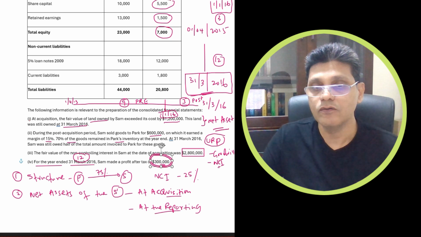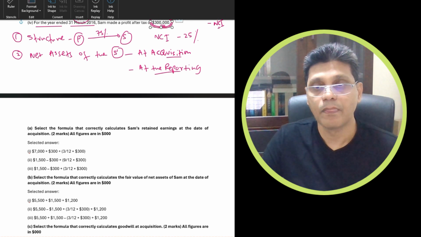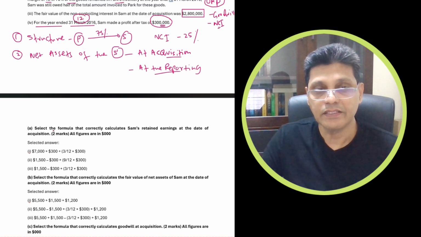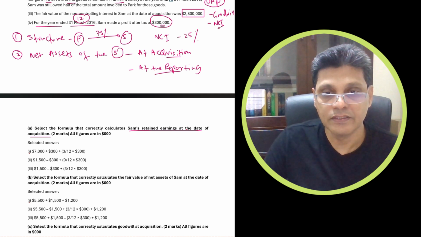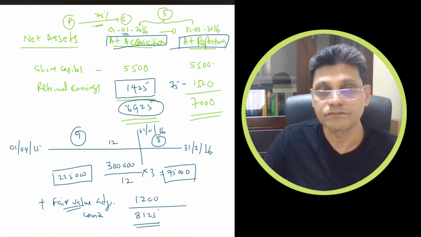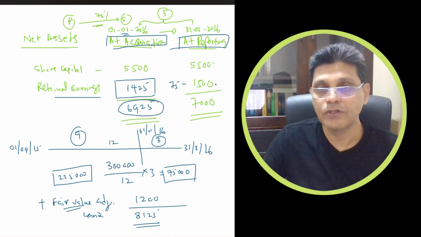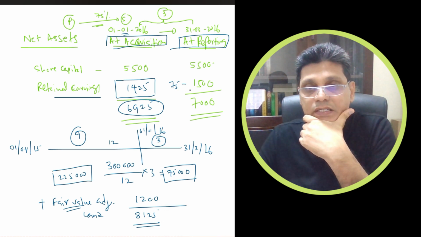Now, what is required here? Let's go to the questions. Select the formula that correctly calculates Sam's retained earnings at the date of acquisition. So which is going to be how much? That I already calculated: Sam's retained earnings at the date of acquisition is 1,425,000. What we did from the reporting date retained earnings, we deducted 75,000, which is the post-acquisition profit. So if you go back to the formula, what did I do? 1.5 million minus 75 to arrive at this figure.